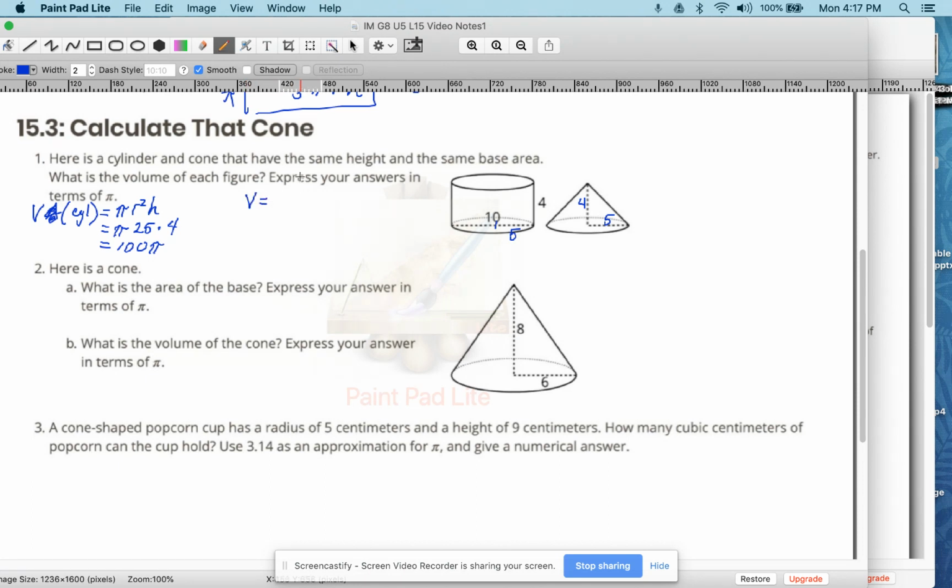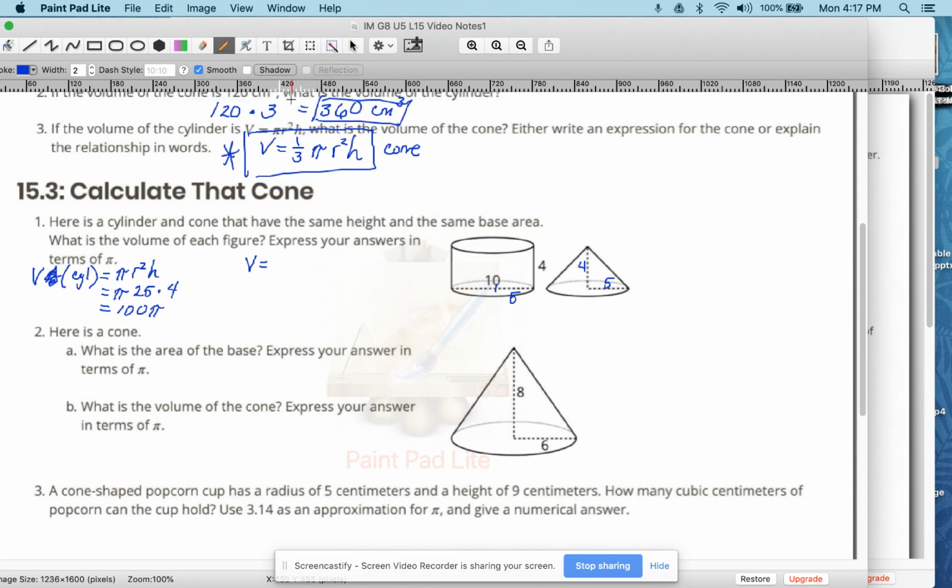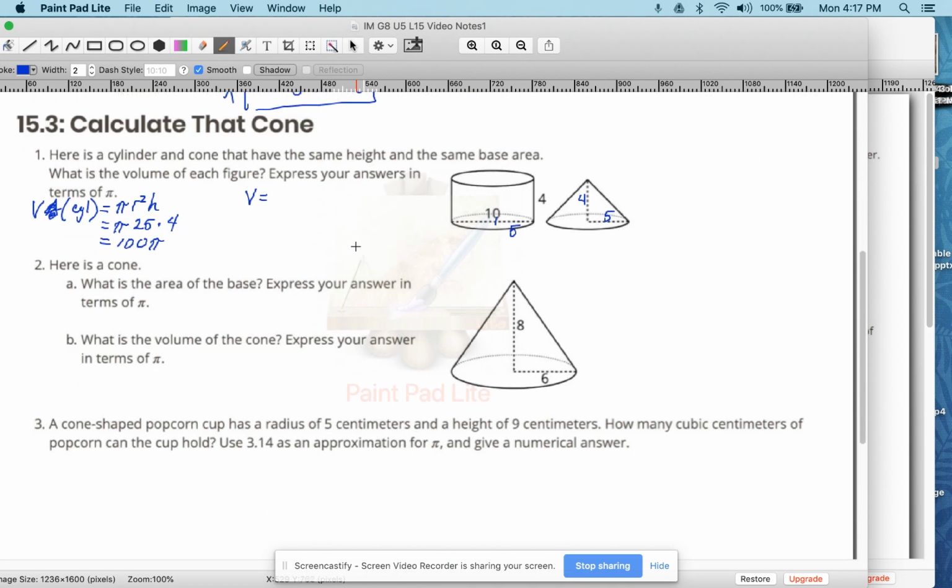So now I need to know the volume of the cone. We already said up here that the volume of the cone is 1/3 the volume of the cylinder. So we know they have the same base and the same height. If we find the volume of the cylinder, we can simply multiply it by 1/3, and that's how we're going to find the volume of the cone. So 1/3 times 100 pi is 100/3 pi, and that's all you need to do.